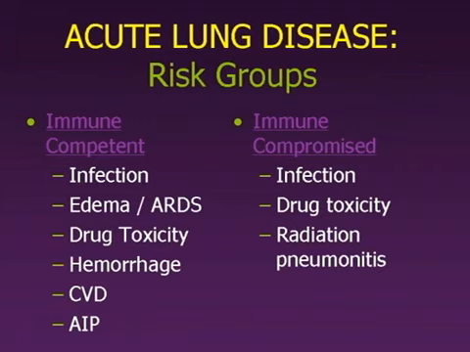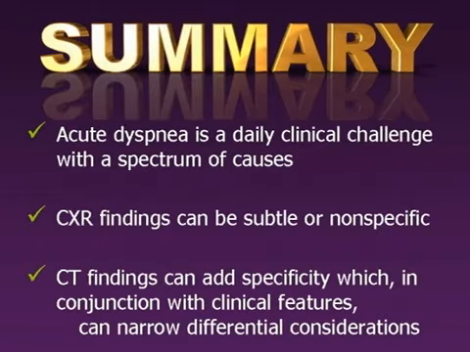For instance, you should know what disease processes would be typical of an immune-competent patient. That would include infection, edema, ARDS, drug toxicity, hemorrhage, collagen vascular disease, and AIP, whereas in an immune-compromised patient, you probably should think infection and drug toxicity first, and in the appropriate clinical setting, radiation pneumonitis. So integration of clinical findings is going to be helpful.